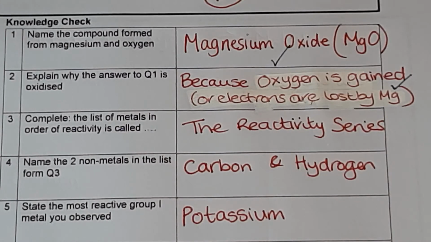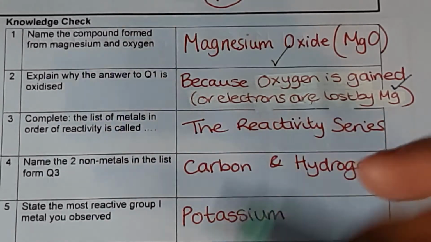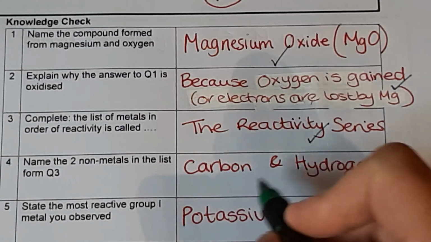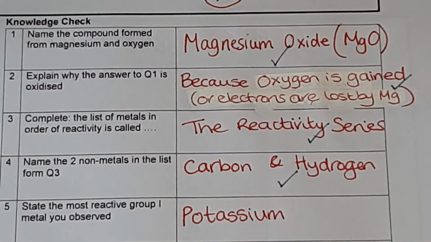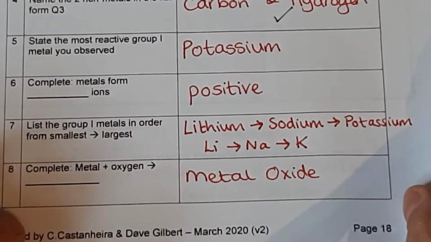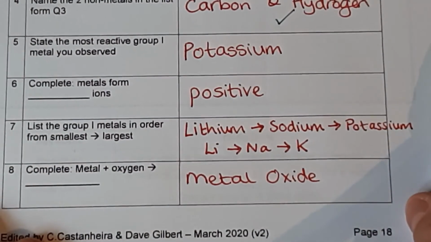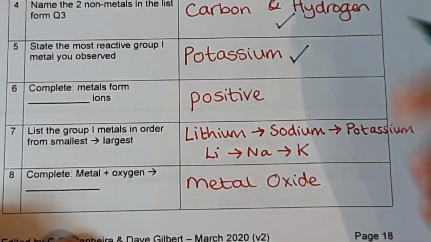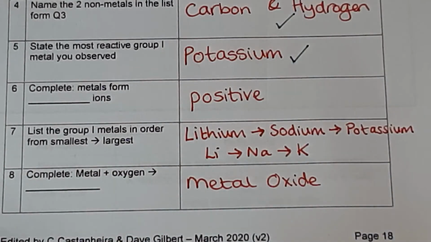Question 3, complete the sentence. The list of metals in order of reactivity is called the Reactivity Series. Question 4, name the 2 non-metals in the list from question 3. That's carbon and hydrogen. You need both the answers to get the mark. Question 5, state the most reactive group 1 metal you observed. Well, the most reactive group 1 metal is potassium that we observed and that we're learning about here.